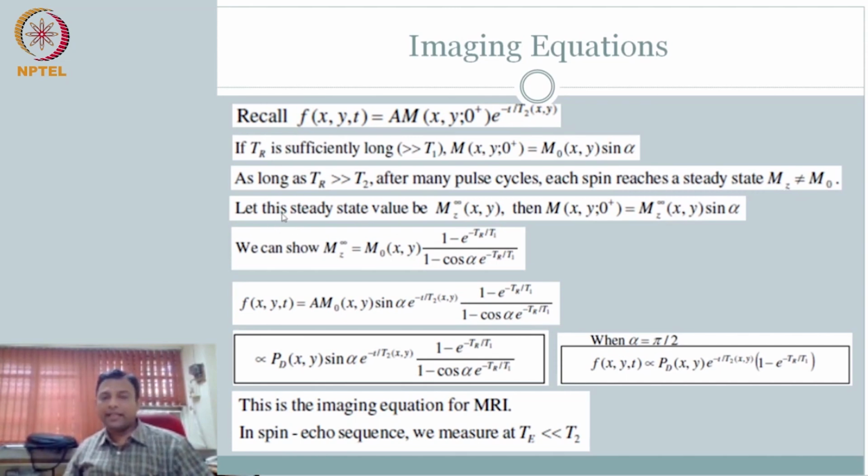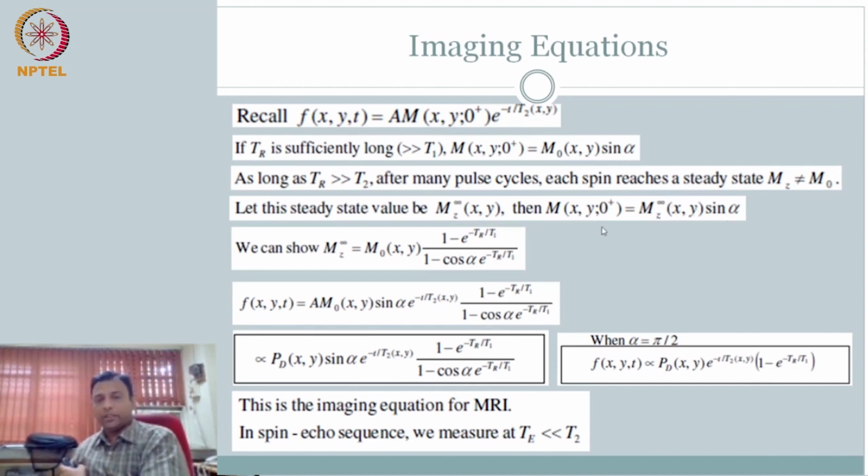So now we will rewrite our equations to correct for this. If you are going to repeat the experiments, repeat the acquisitions, let the steady state value be denoted as Mz at infinity, comma x, comma y. So we are using this jargon: instead of 0, we are putting infinity. Then your Mxy at 0 plus is not M naught, as we said before. But now it is Mz, the steady state value, not the equilibrium value, wherever you are starting. So your M naught gets replaced by Mz at infinity, x comma y, sine alpha.